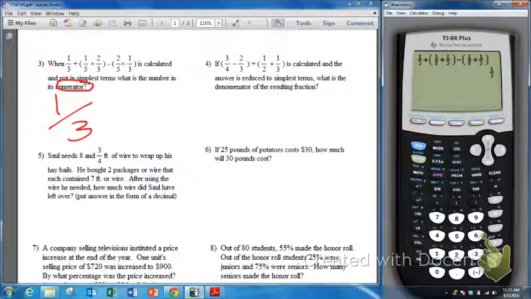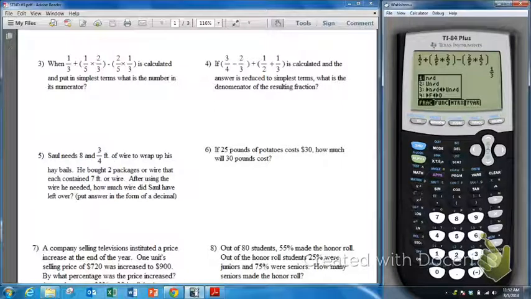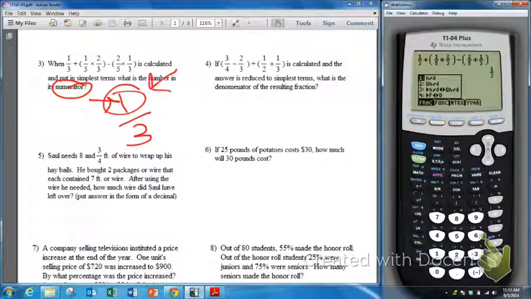Right, the numerator is the number in the top of our fraction. If you're unsure about that, you can hit alpha y equals on your calculator, alpha y equals, and you see n in the numerator and d in the denominator. So we've got 1/3, but our numerator is actually 1. So our answer here is going to be 1.